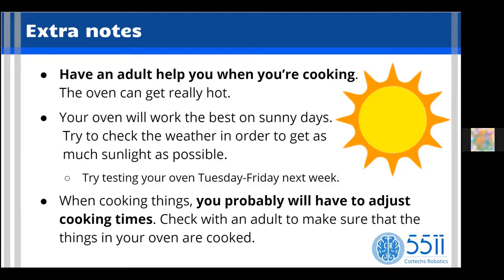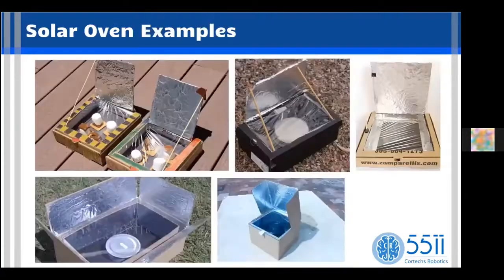And one last thing, when you're cooking something in your oven, you'll probably have to change the cooking times in the solar oven when compared to your kitchen appliances. Check with an adult, make sure the food in your oven is fully cooked. Here's some example pictures of solar ovens.